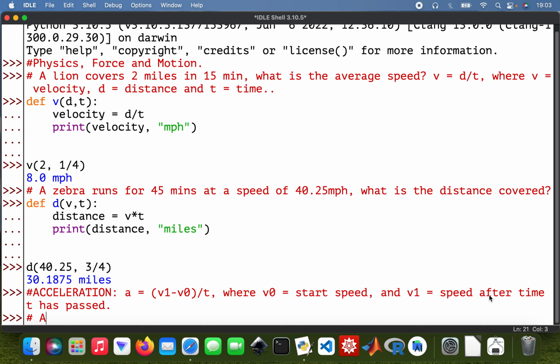So a sports car, a Ferrari, takes 2.9 seconds to increase speed from 0 to 60 miles per hour. What is its acceleration?